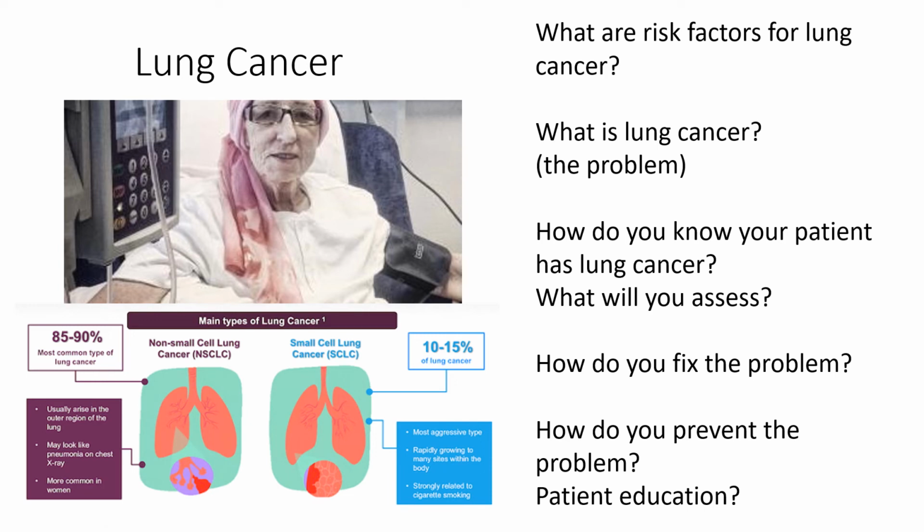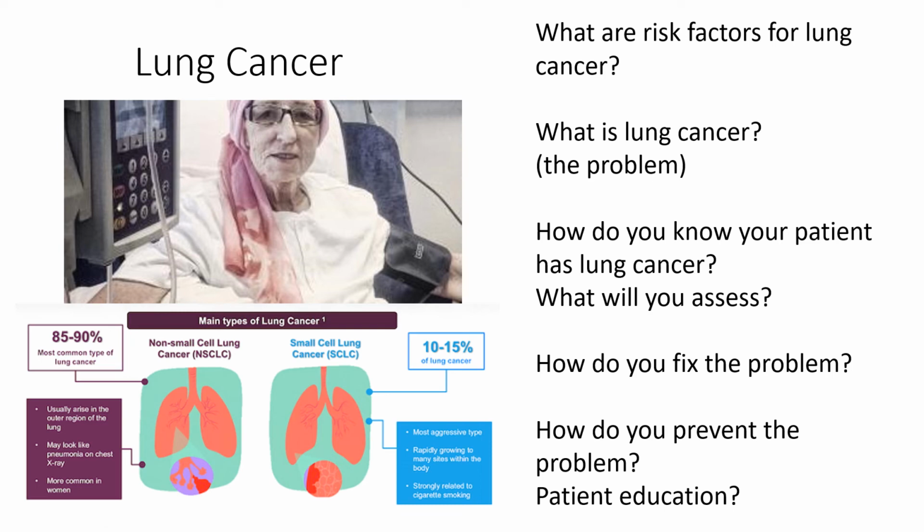You can see my little picture here. On the left, it says rises in the outer region of the lung, may look like pneumonia on a chest x-ray, and it's more common in women, and that is the one that my lady had. And then on the right, you can see that it says that it's the most aggressive type, small cell, rapidly growing to many sites within the body, and it's strongly related to cigarette smoking.